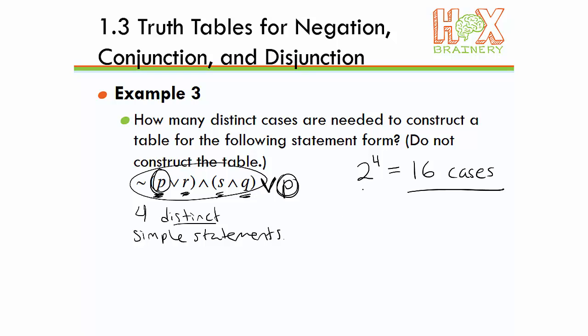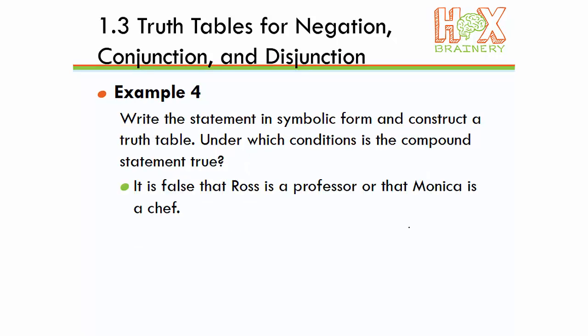And the other thing I forgot to mention earlier is the reason we have 2 to an exponent. That 2 represents the truth values that a simple statement can take on, right? A simple statement is either true or false. It can only be one of 2 things. So that's where the 2 comes from, because each simple statement is either true or false, 2 things that it could be.